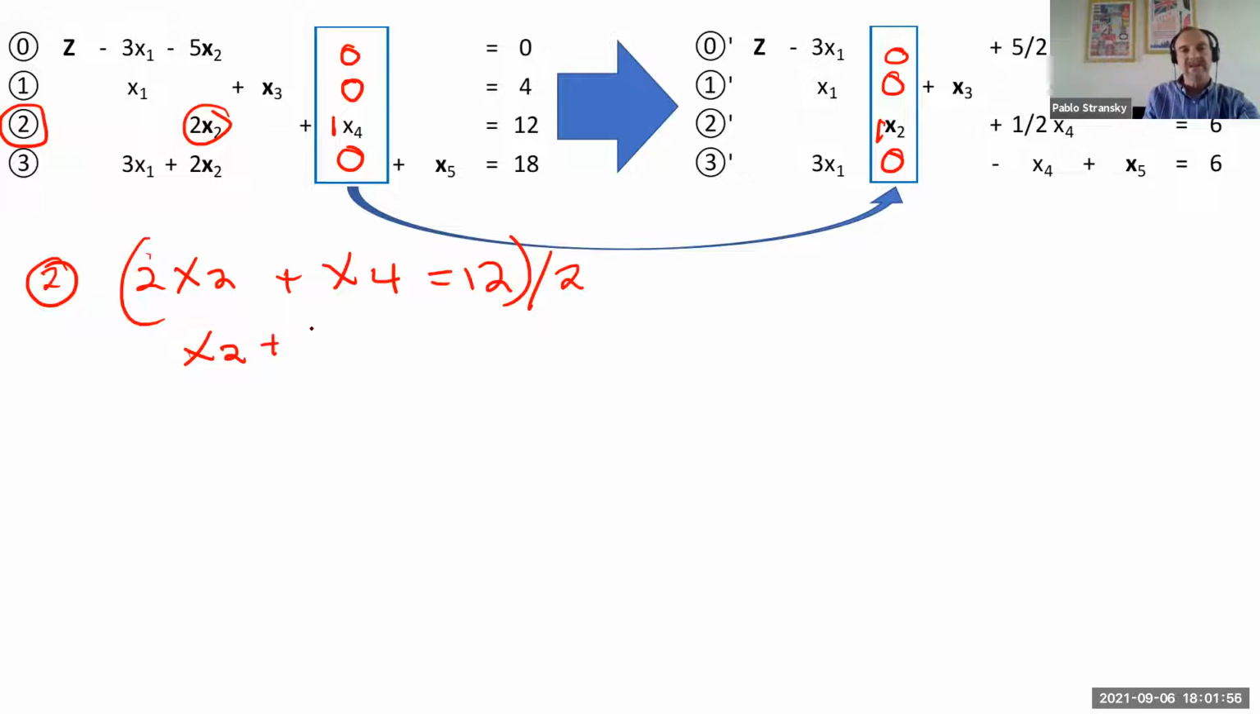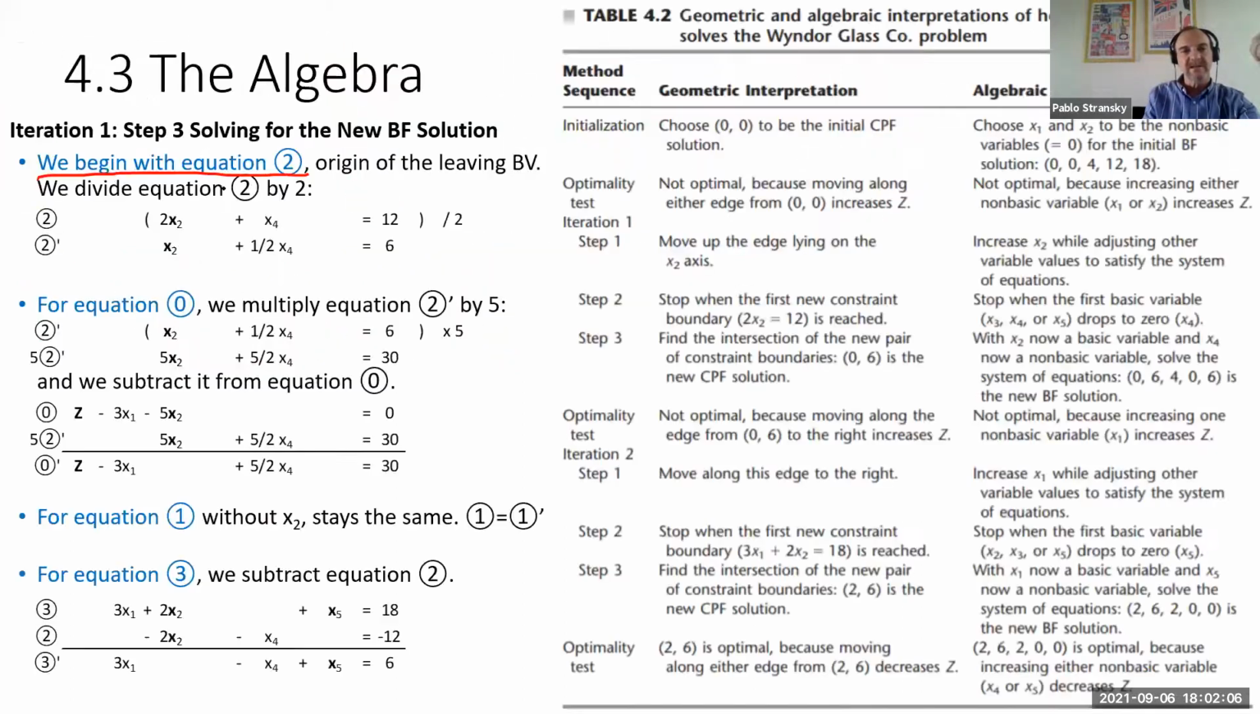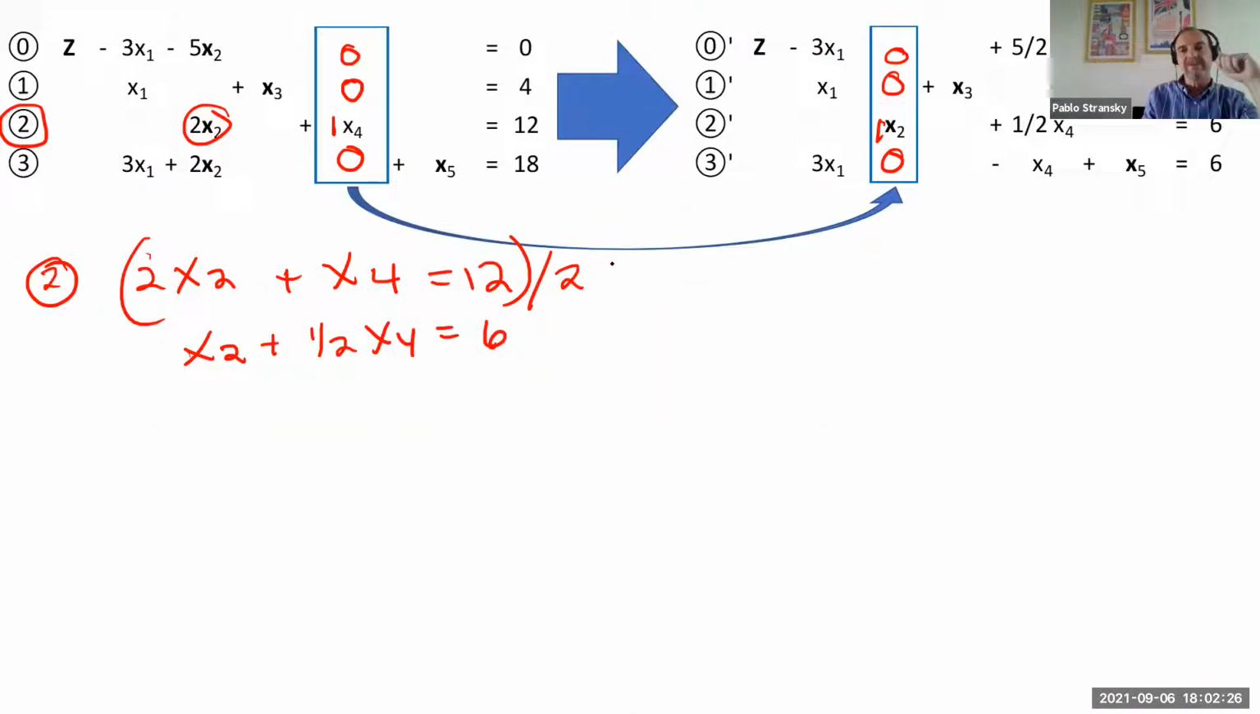x4 divided by 2, that's 1/2 of x4. And 12 divided by 6, that's 12 divided by 2, that's 6. And that's exactly what I'm explaining here. I take equation 2, I divide it by 2. In my new equation 2 apostrophe, that means it's my new one, it's x2 plus 1/2 of x4 equals 6.